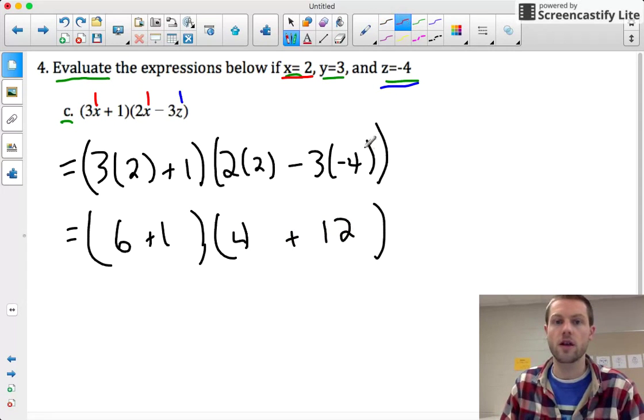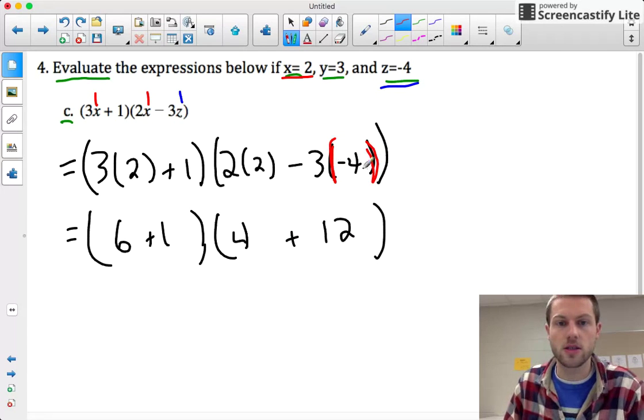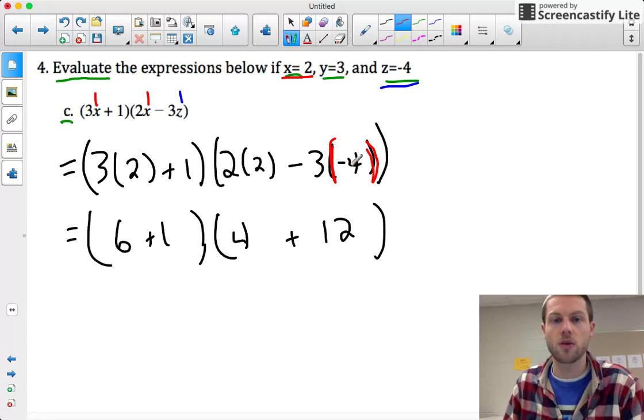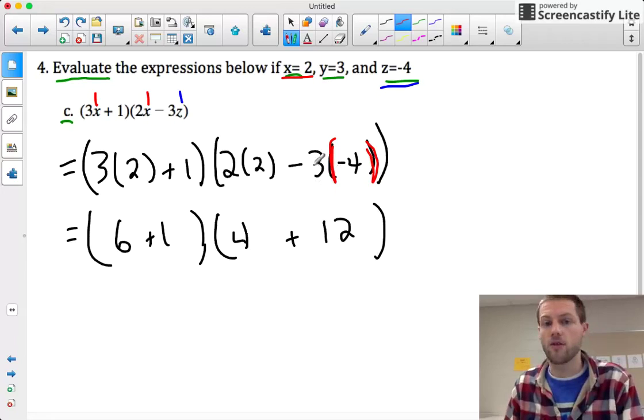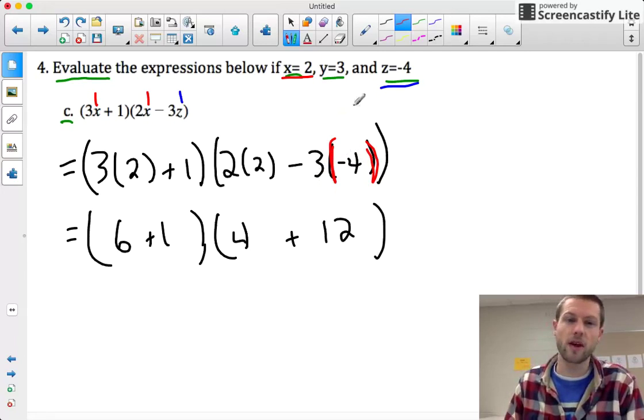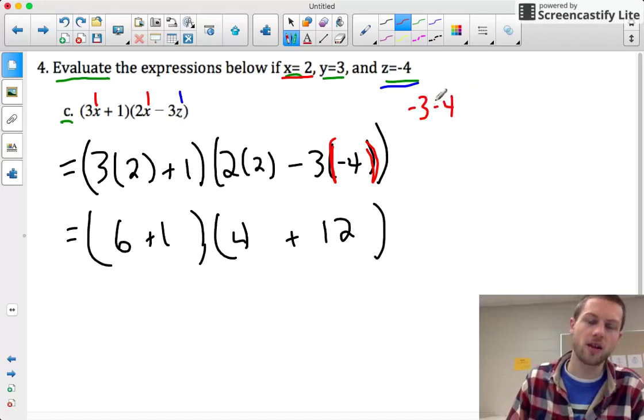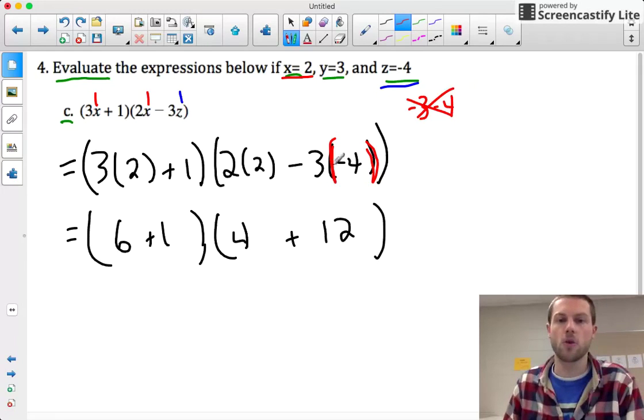So again, this is why I like to use the parentheses here, because when you're plugging in these parentheses, you can see that that -4 is being multiplied by -3. If you just kind of wrote -4, it might look like -3 minus 4, and then you would subtract, and that's not what we want to do. So always use those parentheses as a rule of thumb.